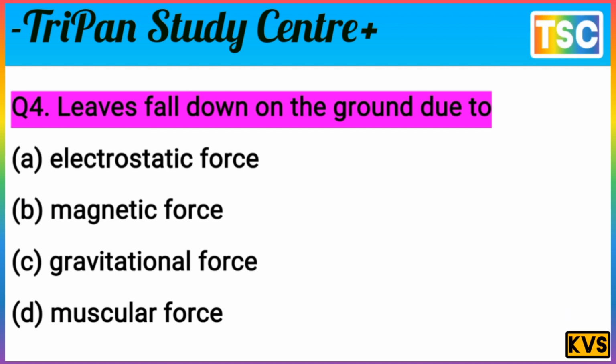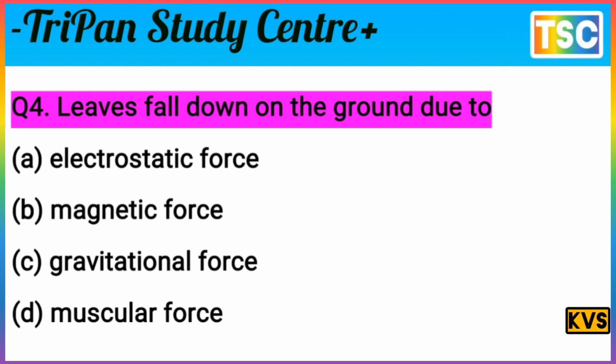The question is: leaves fall down on the ground due to A, electrostatic force; B, magnetic force; C, gravitational force; D, muscular force. First of all, choose your answer from the four options and write it in your notebook. Let's see what the answer is. Leaves fall down on the ground due to what? Electrostatic force does not apply here.